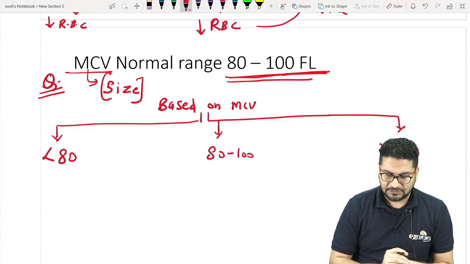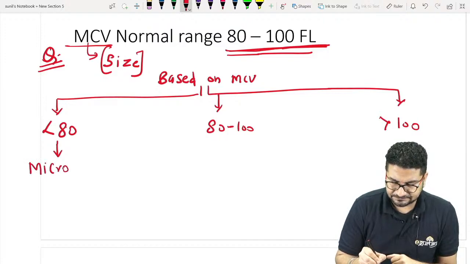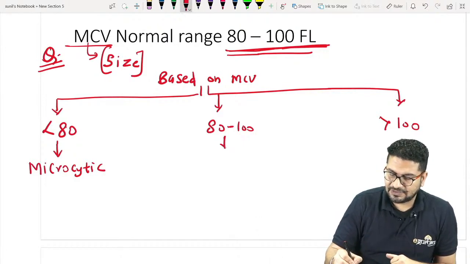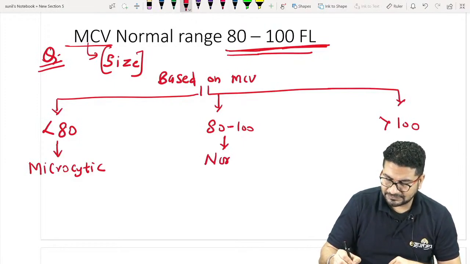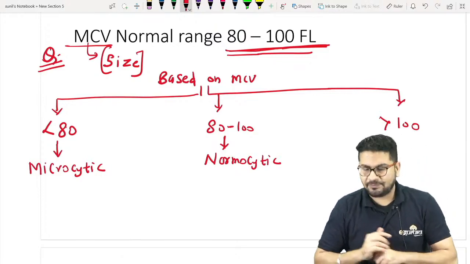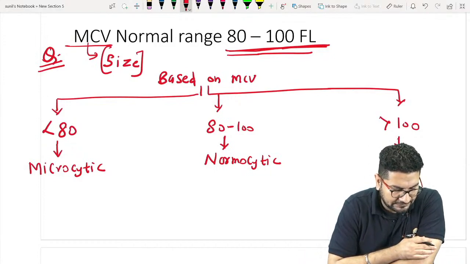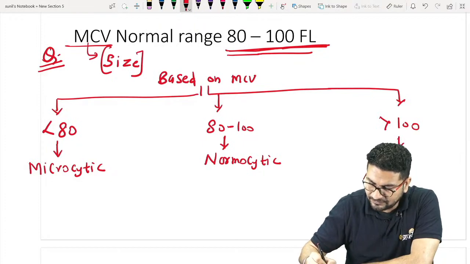Am I clear, guys? Just let me know, give your input. If MCV value is less than 80, this anemia is called microcytic anemia. If MCV value is normal, what is the normal value? 80 to 100. So this anemia is called normocytic anemia. And if MCV value is more, what will we call this? Tell me anyone. Less than 80 means microcytic, normal means normocytic, and this is what we call macrocytic.